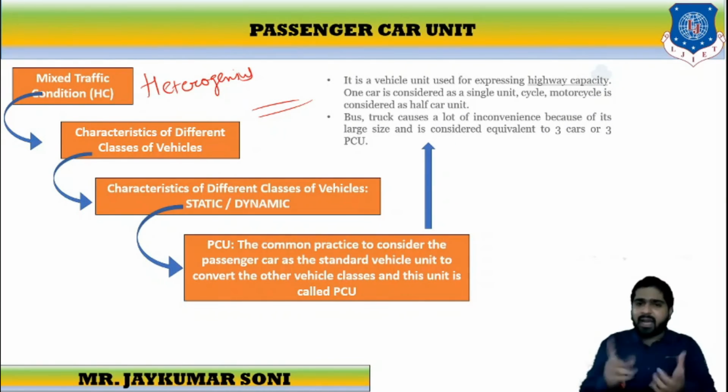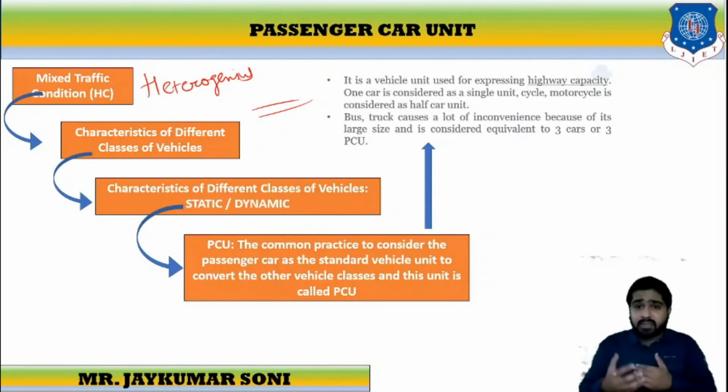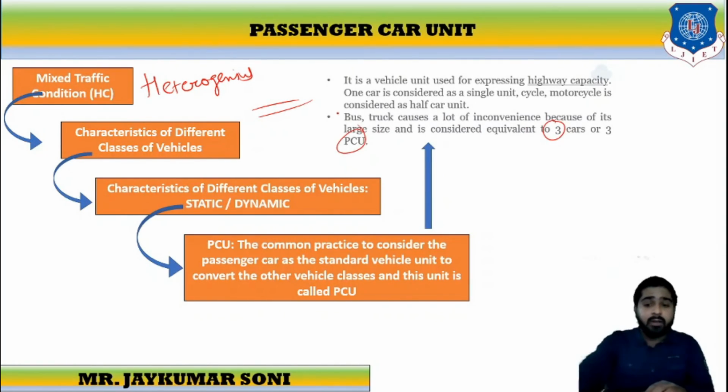If we consider car as one, then the space occupied by the cycle, motorcycle, the capacity occupied by these vehicles is half of the car. So it will be considered as 0.5. But vehicles such as buses and trucks are very high capacity vehicles. They consume higher capacity of the highway, so they are larger in size. So they are considered equivalent to three cars, or three PCU.